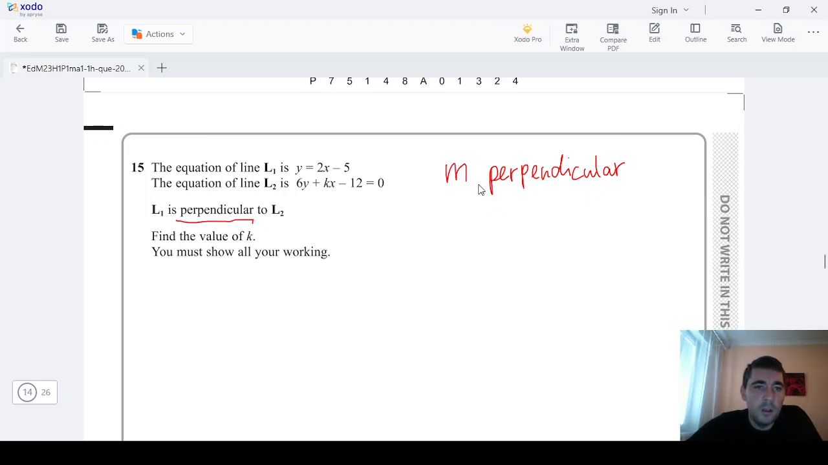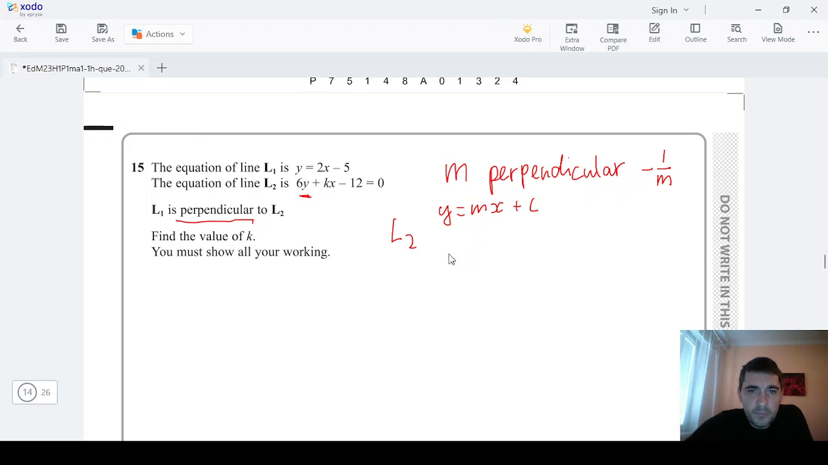Okay, so in short, in other words, the gradient of a perpendicular line is the negative reciprocal. So just minus 1 over the original gradient. Okay, so now we've got equation number 1. Now for the second equation, I need to rearrange it into the form y equals mx plus c. So I just need to rearrange that into the standard form of an equation, which means making y the subject of the equation.